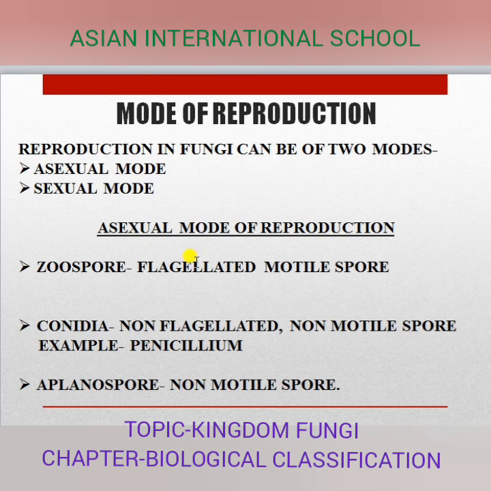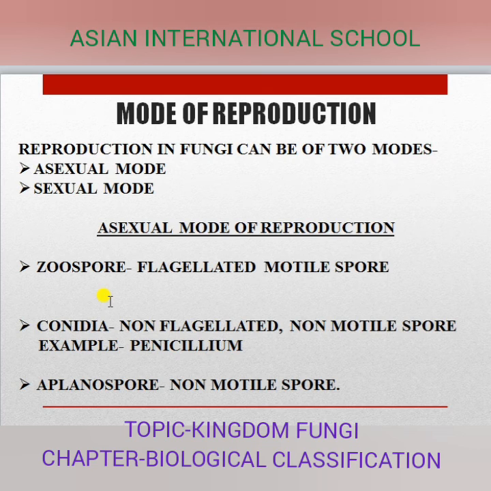In the asexual mode of reproduction, three different types of spores are commonly found. First one, that is zoospore. Zoospore, from the name we can understand, is the flagellated spore, and that's why this spore can show motility. It can move from one place to another place. So zoospore is the motile flagellated spore which helps the fungi during their asexual mode of reproduction.